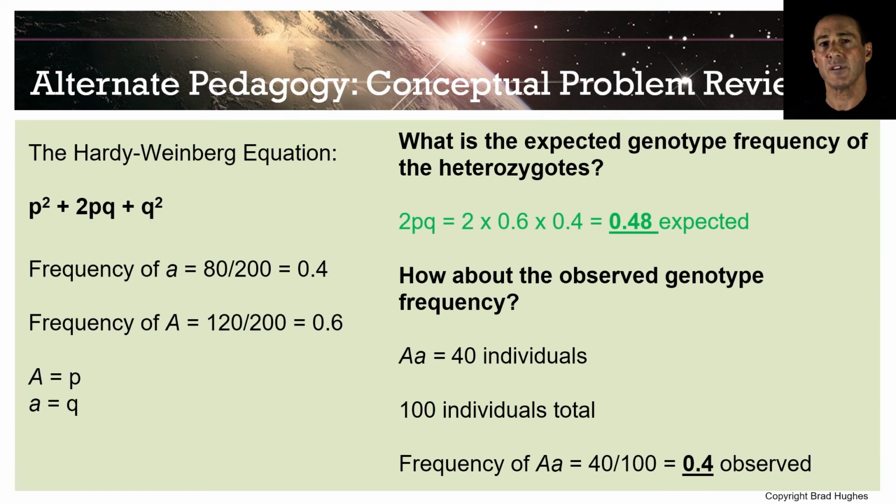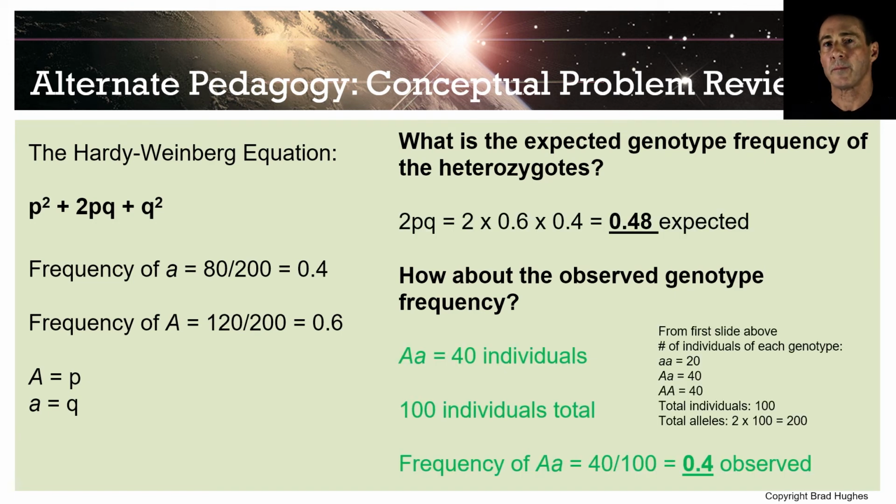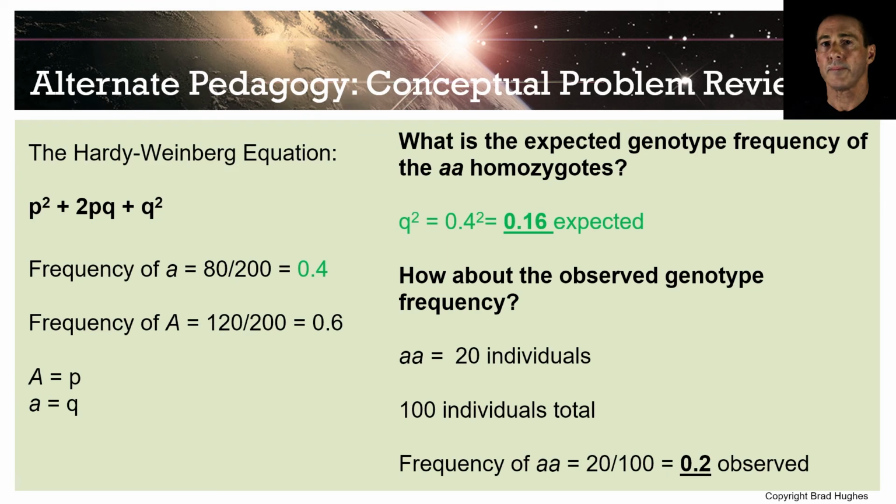Next, the expected frequency of the heterozygote big A small a is 2pq equals 2 times 0.6 times 0.4 equals 0.48. The observed frequency of the heterozygotes big A small a is the number of big A small a individuals, 40, divided by the total number of the individuals, 100, a frequency of 0.4 heterozygotes, but we expected more, 0.48.